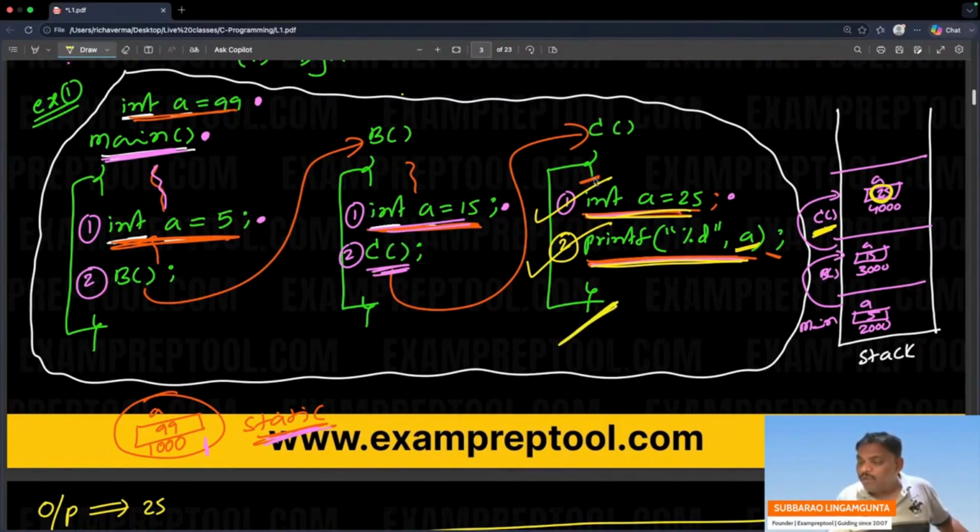Remember everyone, an open bracket means a push operation, which means calling. Whenever you see the C function's open bracket, C will be pushed. Whenever you see the C function's closed bracket, the C function is over. C function over means closed bracket, pop. Open bracket, push. Open means starting, push. Closed bracket means it's over, pop.